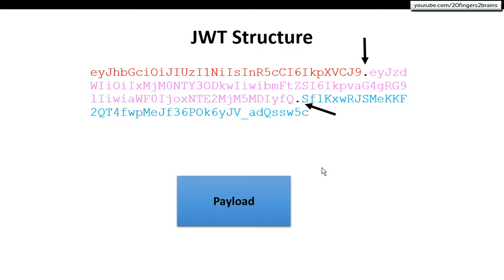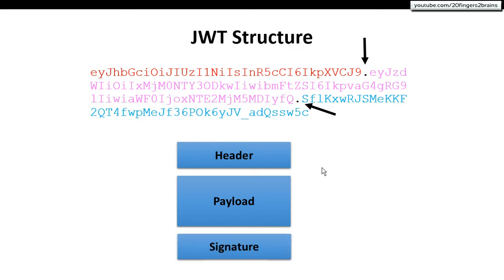The upper red color part is the header of the token. The header consists of the information of the algorithm which is used to sign this token and also what type of token is this. The bottom is the signature of the token, which makes this token a signed token. The signature is calculated using header, payload, and a secret which is kept at the server. So this is the structure of JWT.